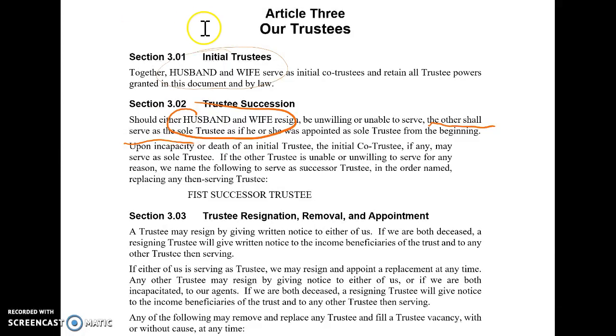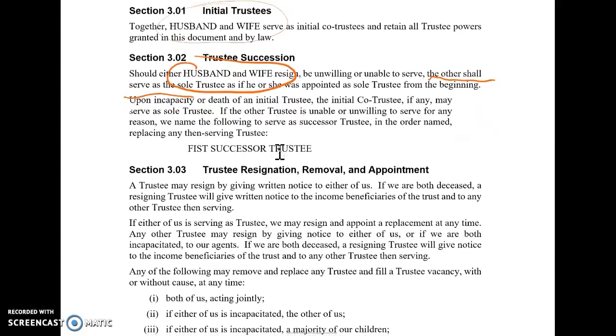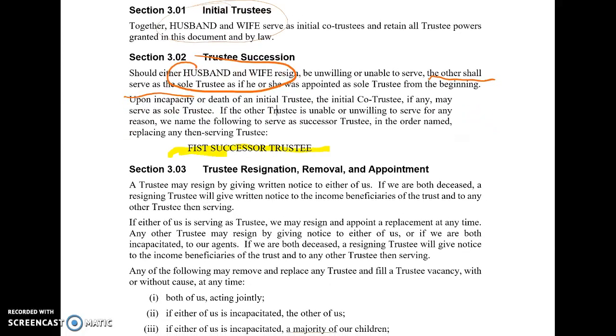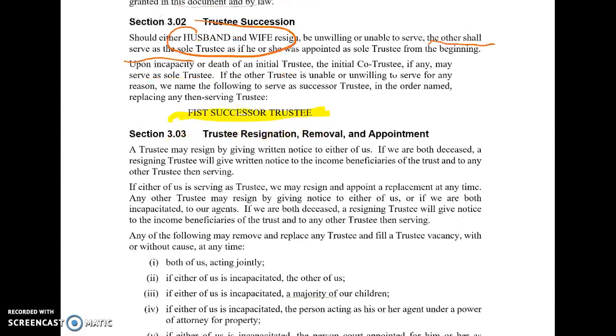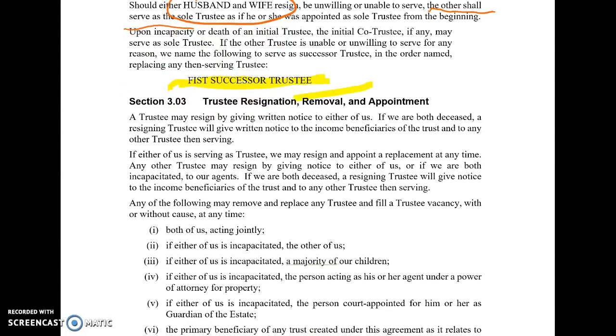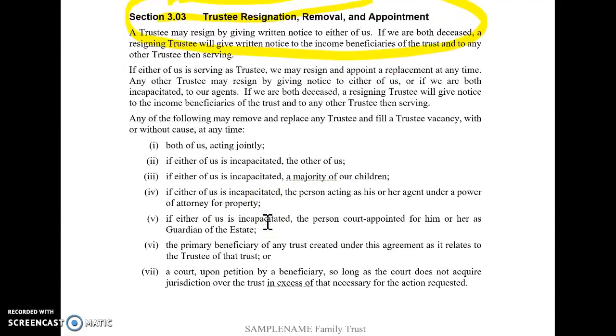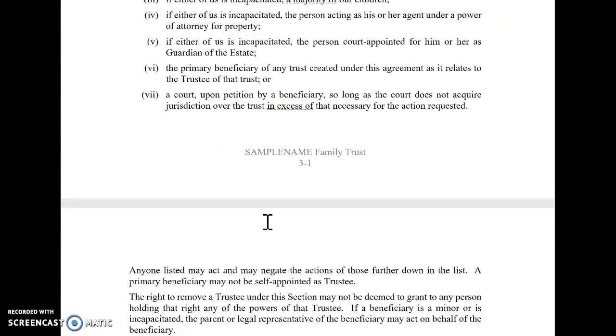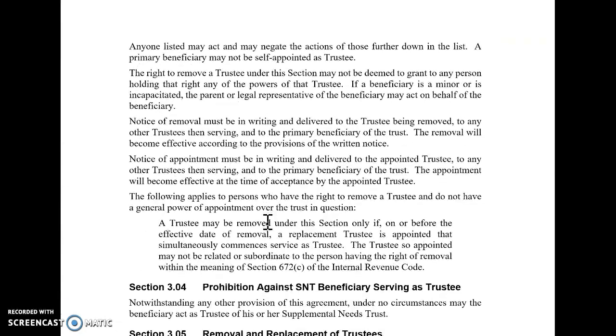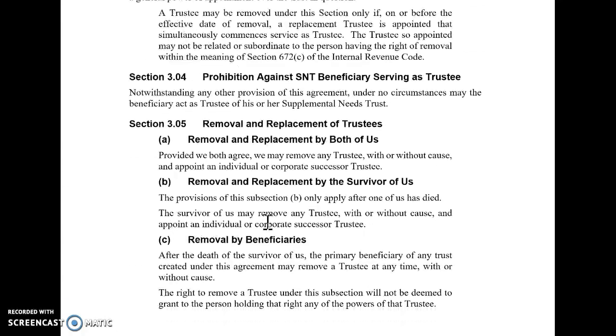So if we cannot be the trustee, then the first successor trustee would be listed there. And then if that person couldn't do it, we would have a second successor trustee listed, okay? Now, this next section is what if someone resigns or is removed as a trustee? Well, we've got a process we follow. There's a whole set of rules that we follow here to remove someone as a trustee.